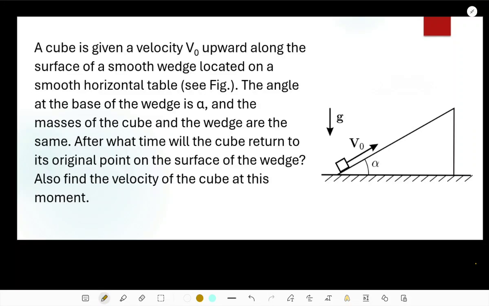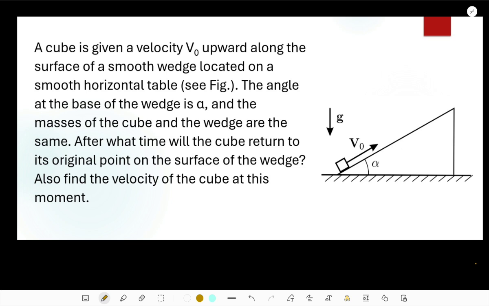Well, we have another problem on the screen. The statement of the problem is: a cube is given a velocity v0 upward along the surface of a smooth wedge located on a smooth horizontal table, no friction. The angle at the base of the wedge is alpha, and the masses of the cube and the wedge are the same. After what time will the cube return to its original position on the surface of the wedge? And also find the velocity of the cube at this moment.